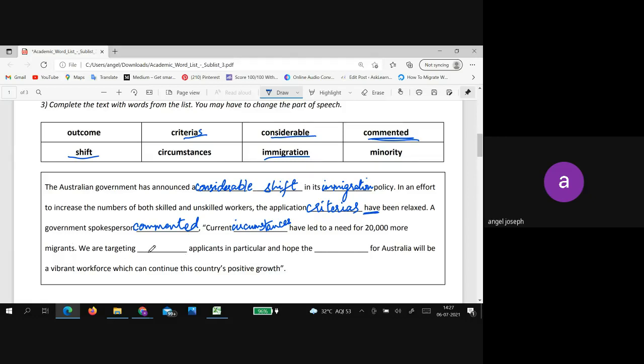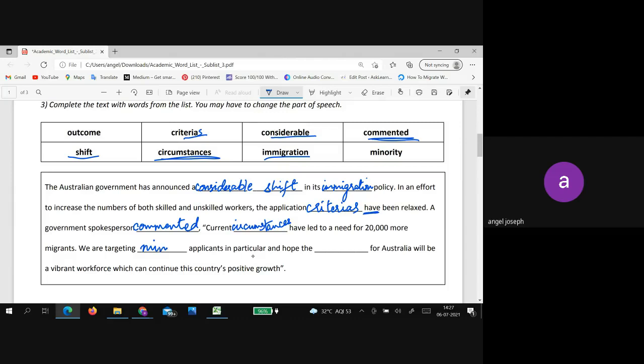We are targeting dash applicants in particular. What kind of applicants does the country need for this immigration? Minority. Okay, we are targeting minority, will it work, or do you have to change the form? Look at it. Minority applicants, will that work, or any other word? We can change the word to minor. We are targeting minor applicants.